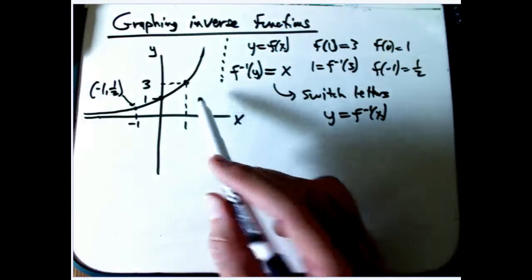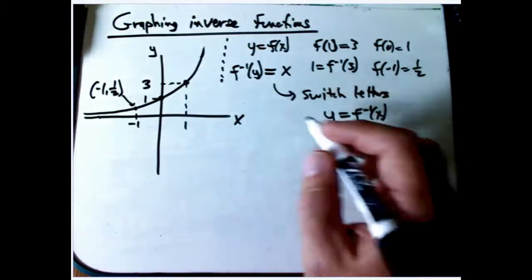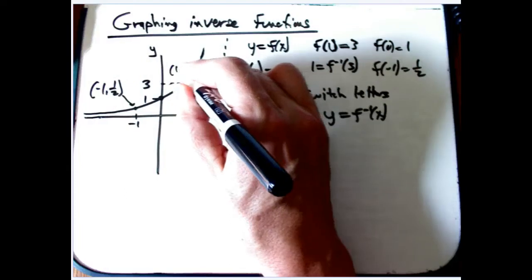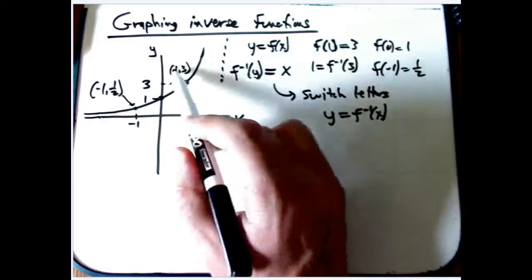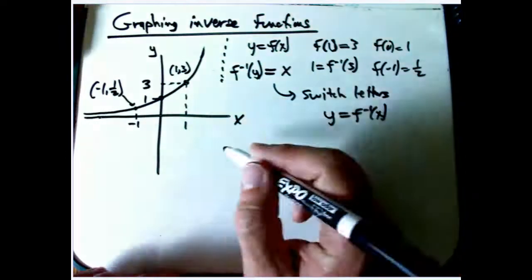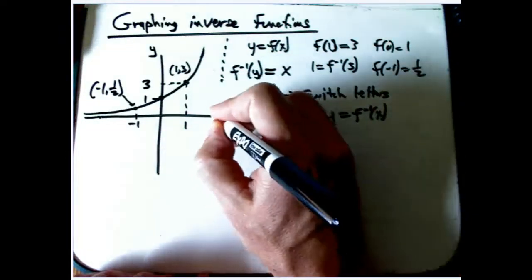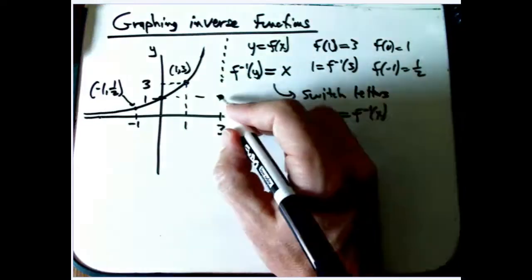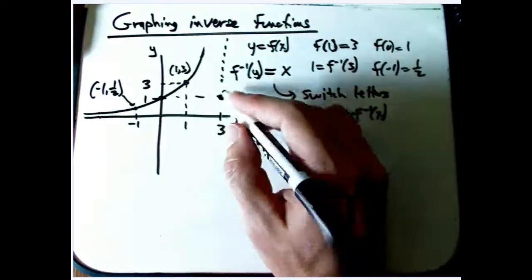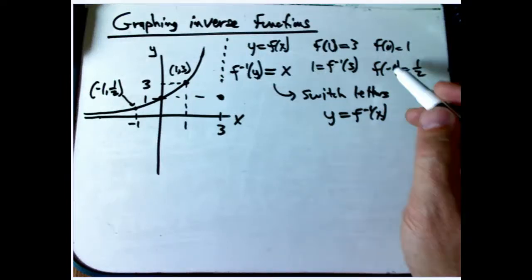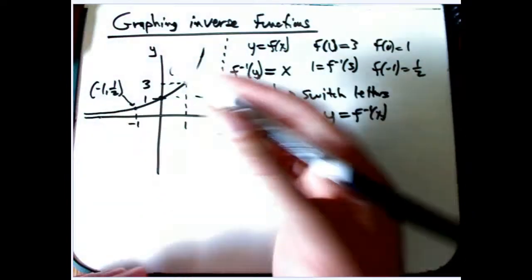Well, switching the letters means switching the coordinates. If I have a point like this point 1 comma 3, switching the letters, the roles of input and output, means I have to switch that to 3 comma 1. Because I want to create a new function where input 3 corresponds to output 1. That is a different point. So we can do that point by point. Let's just do a few points, and then we're going to try to be smarter about it.